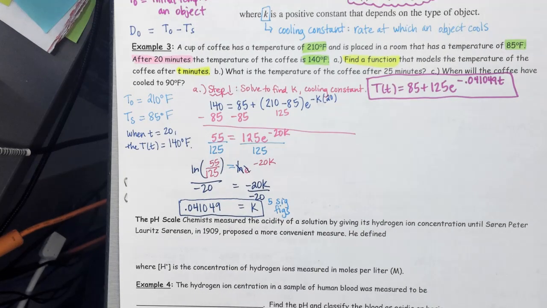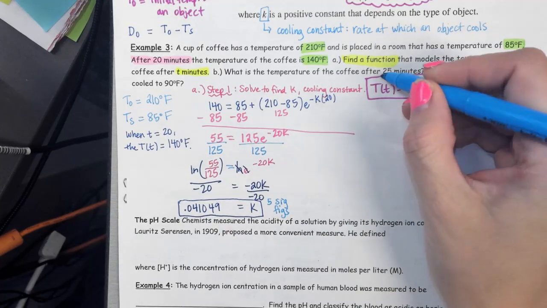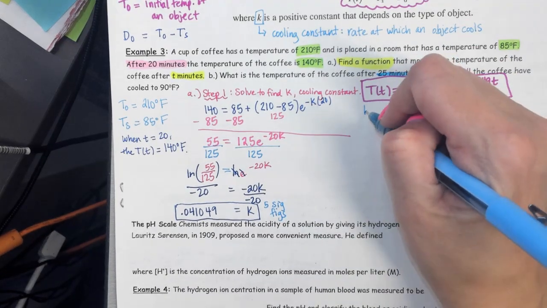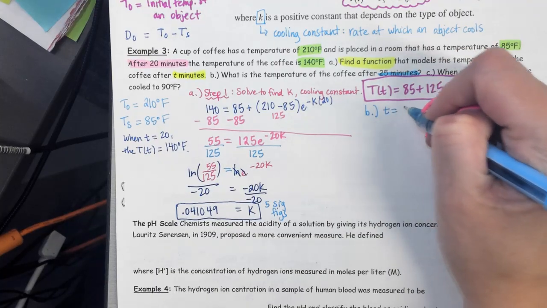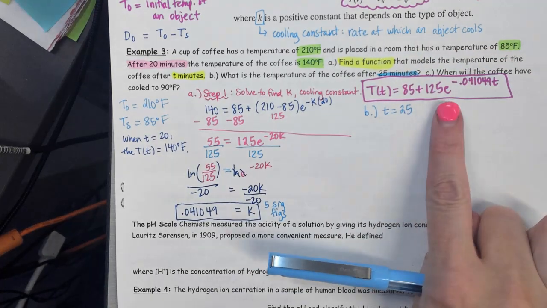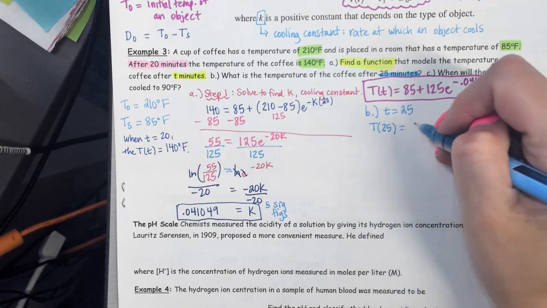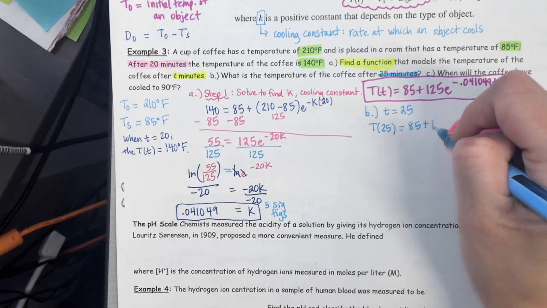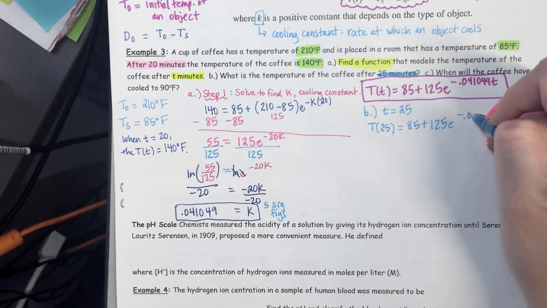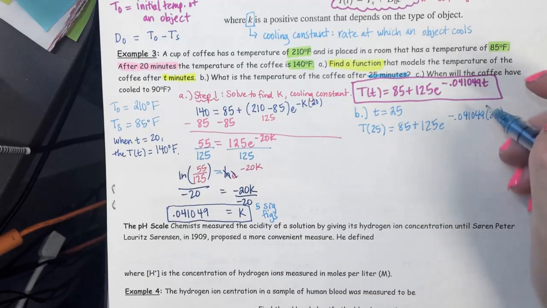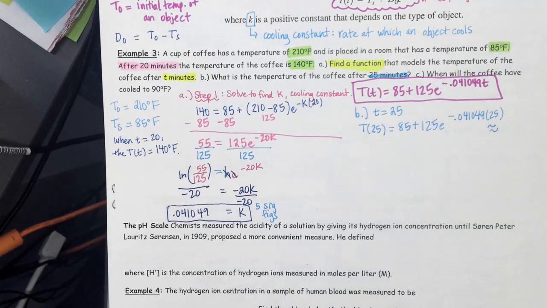Part B is asking you, what is the temperature after 25 minutes? In that case, your value for the time is 25. You can do a simple calculation there. We're just going to plug it into this model. And then let's round this one to the nearest whole number.